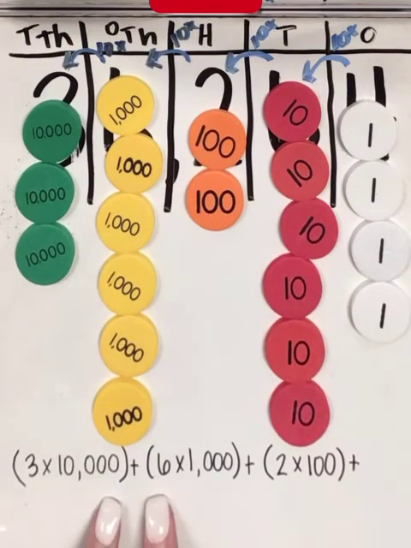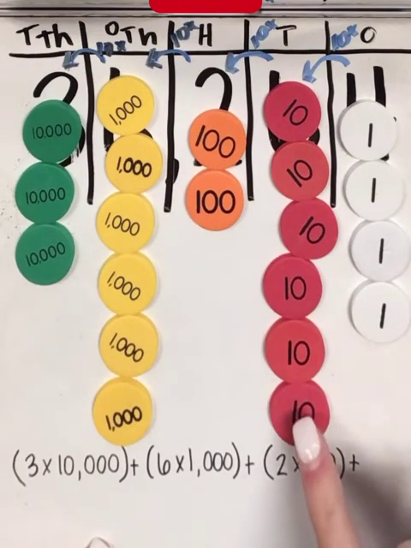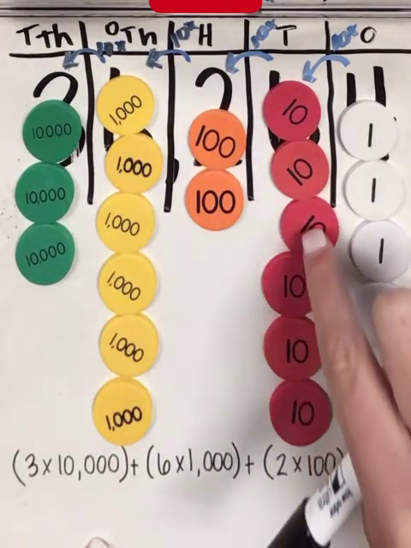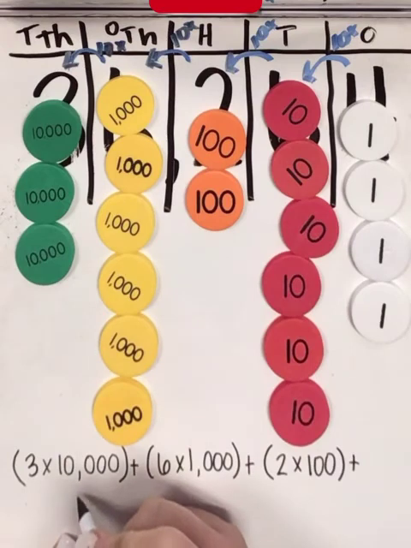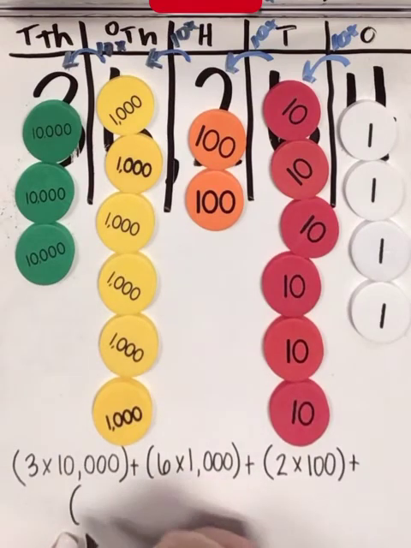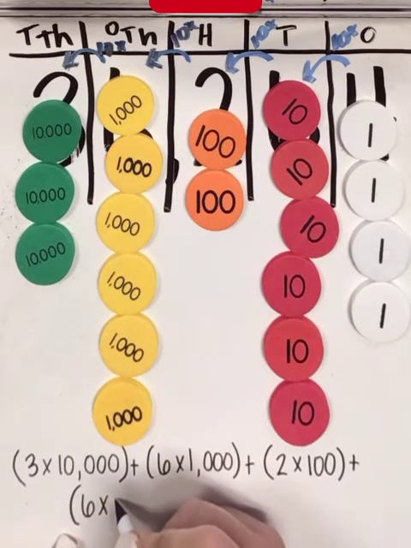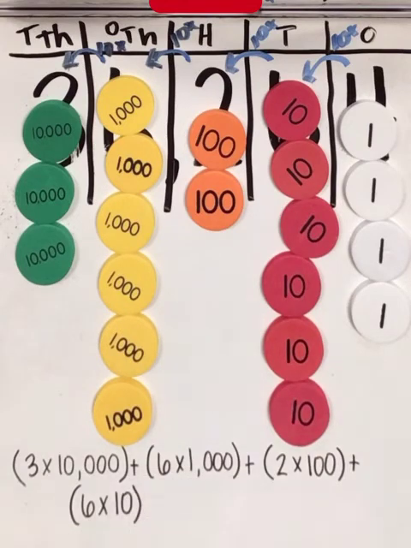I'm going to come down here so you can continue to see. How many 10s do we have? 1, 2, 3, 4, 5, 6. We have 6. So let me add my parentheses. 6 times how many? Well, the value is 10. So we have 6, which is how many? And then we are multiplying it by the value, and the value is 10.